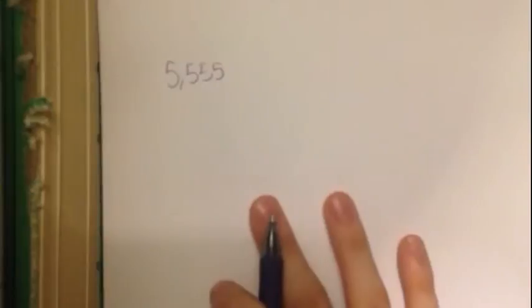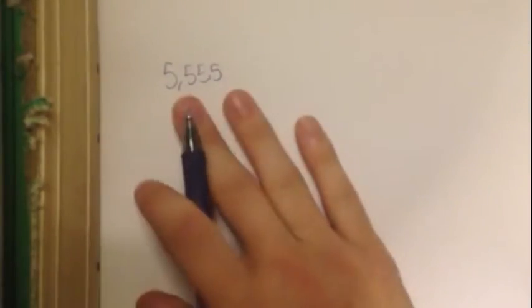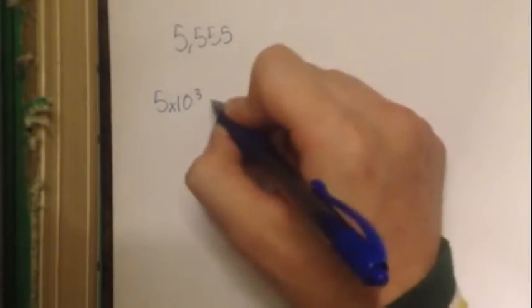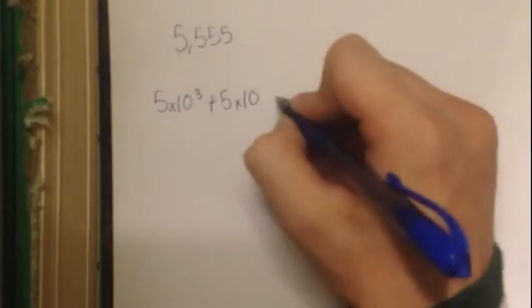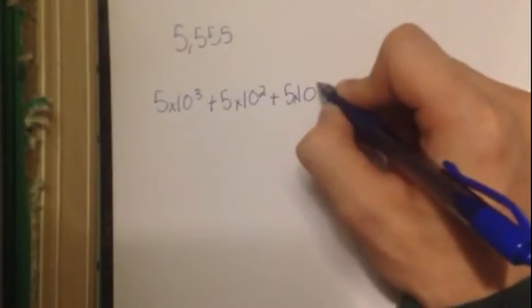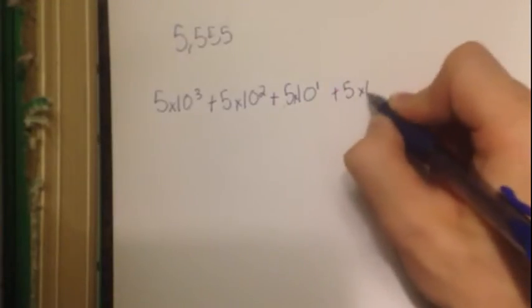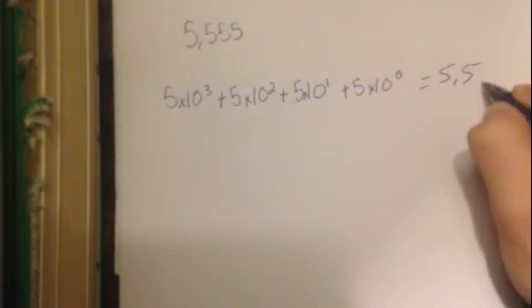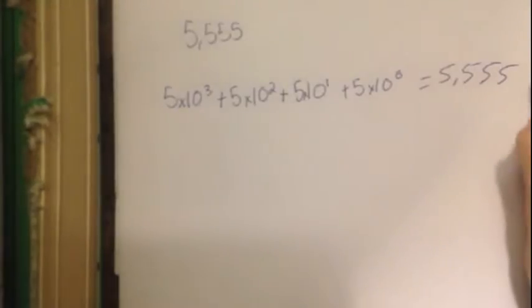Let's show the number 5,555. 5,555 in base 10 is exactly that. Its expanded notation is 5 times 10 to the third power plus 5 times 10 to the second power plus 5 times 10 to the first power plus 5 times 10 to the 0 power. That's 5,555.